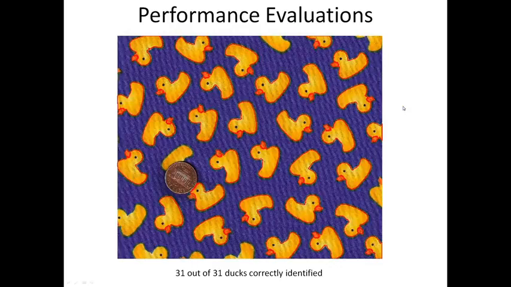However, all of these other rubber ducks, there are 31, and the algorithm is able to correctly identify all 31 of them. The algorithm is able to ignore the orientation of the duck, so you can see them at all angles here, and regardless, the algorithm is able to correctly identify them.